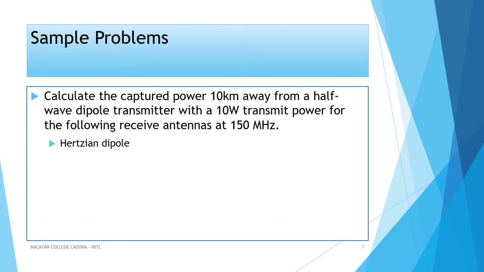Next sample problem. Calculate the captured power 10 kilometers away from a half-wave dipole transmitter with a 10-watt transmitter power for the following receive antennas at 150 megahertz. Now the given here is a Hertzian dipole. Now take note, the problem has a transmitting antenna that is a half-wave dipole and a receiving antenna which is a Hertzian dipole. So we'll take into consideration the gain of these two antennas.